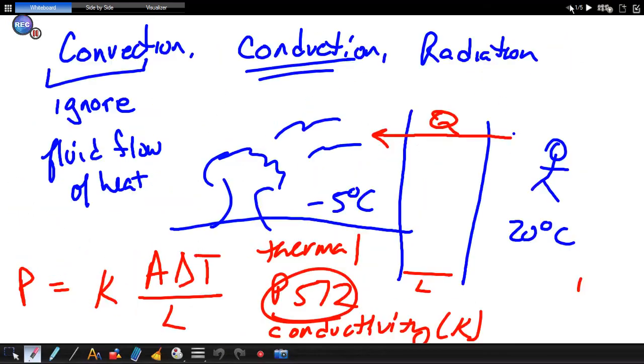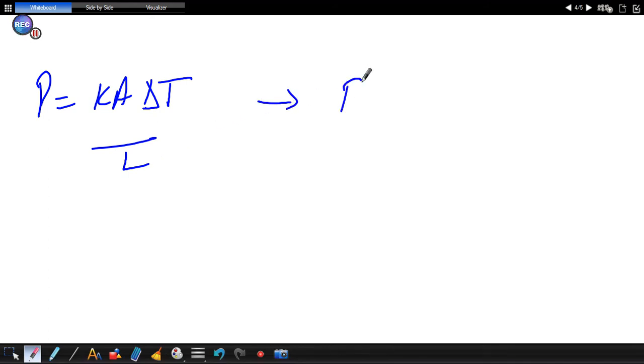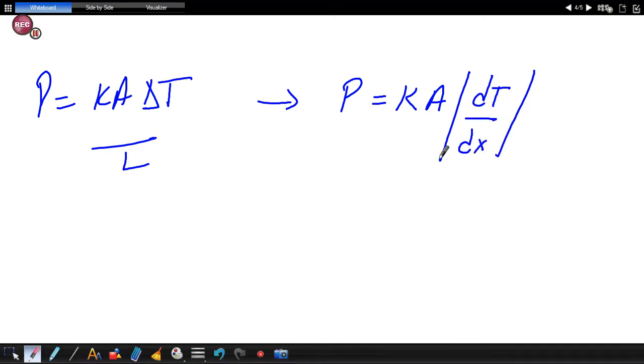So let's review a minute here. This thing that I'd said, power is KA delta T over L. Really, this is power is the conductivity times the area times a derivative, dT/dx. And this is always true.